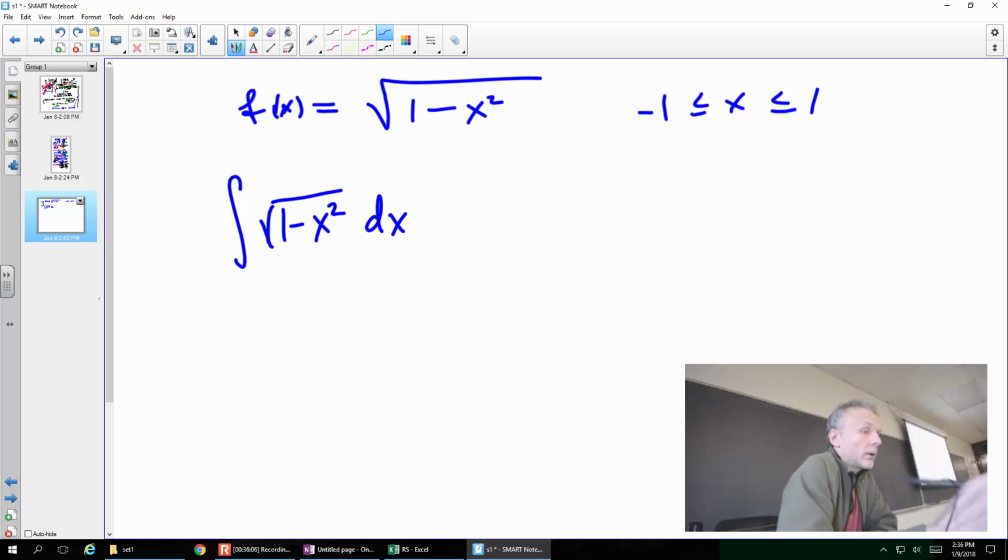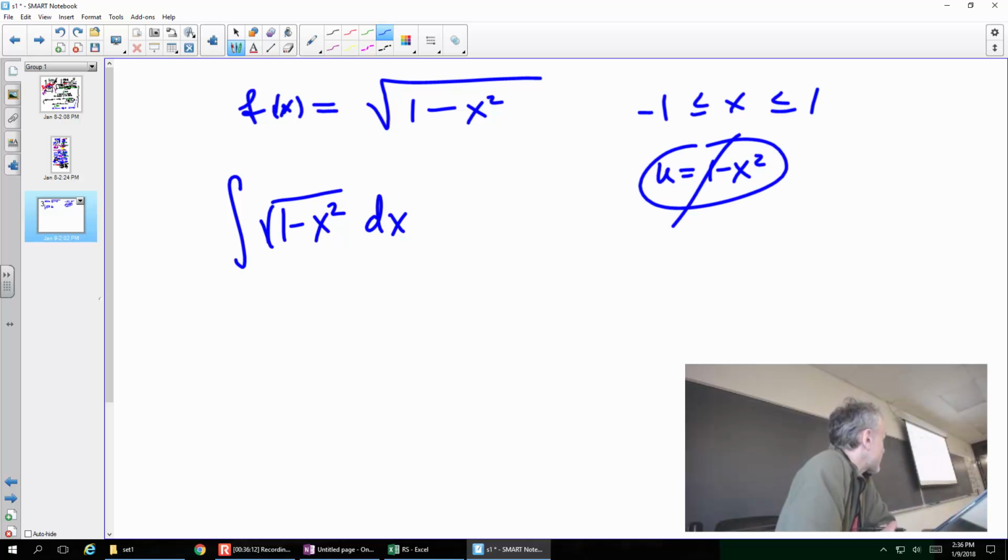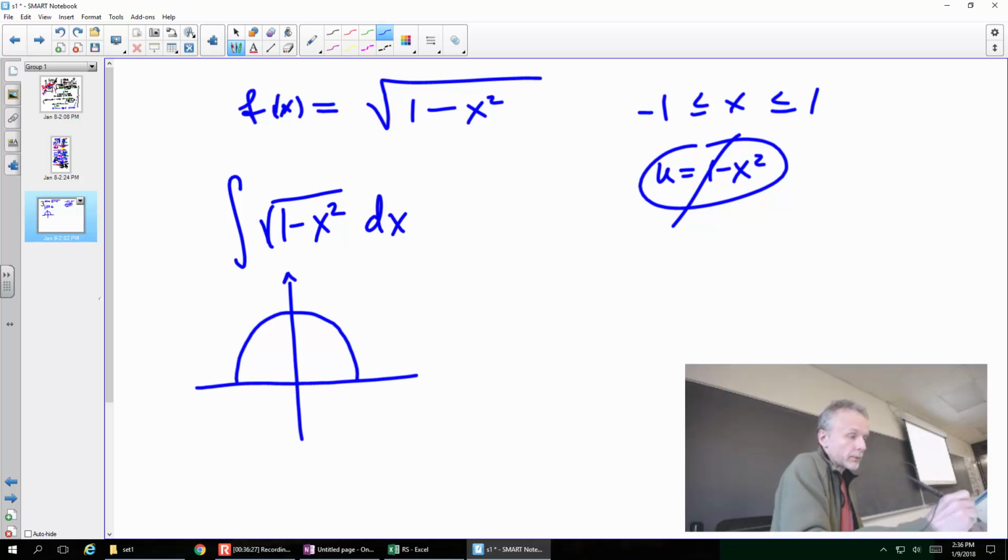Okay, so u is not, the new variable is not 1 minus x squared. So this one we have to discard this possibility. The substitution kind of goes in the opposite direction. Well, let's first examine the function. It is easy to forget where we came from, and where we came from is the circle.